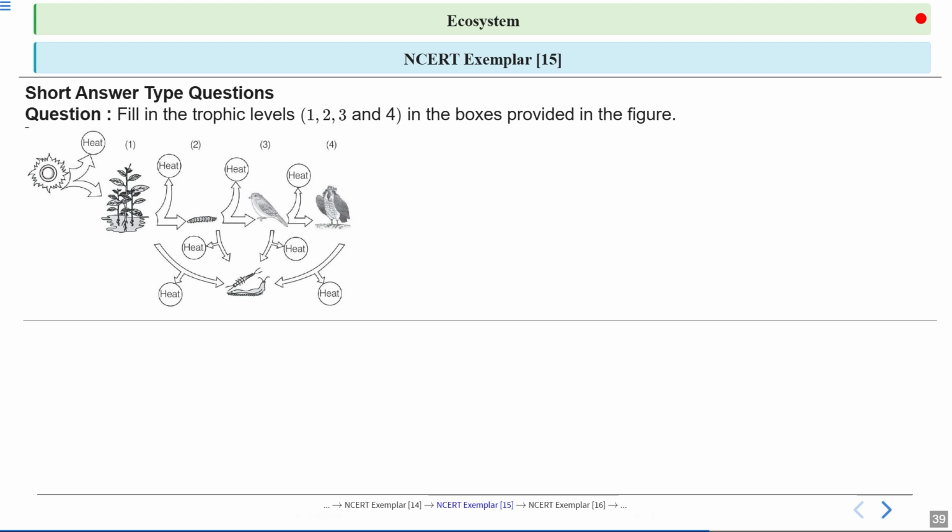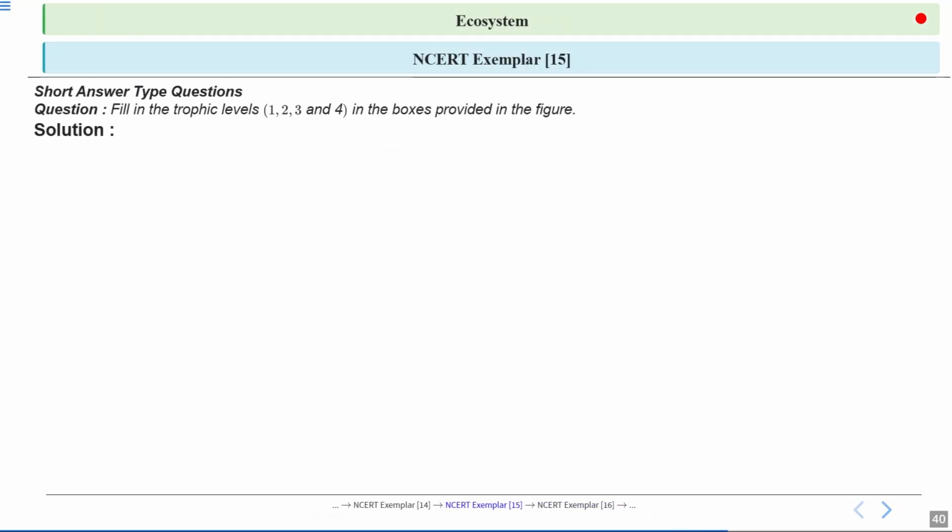Let's have a look at the next question. So you have to fill in the trophic levels 1, 2, 3 and 4 in the boxes provided in the figure. Let's have a look at the answer.